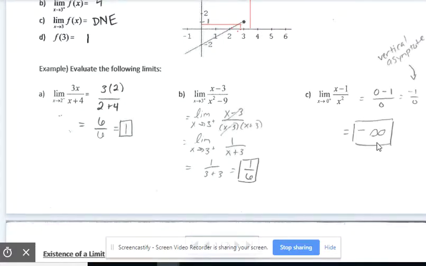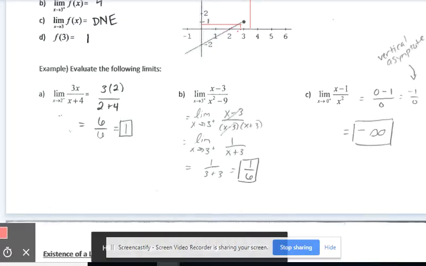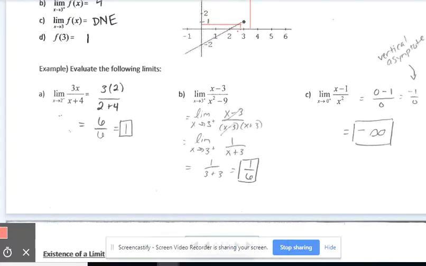Now, how do we know that it's -infinity? Well, there are a few ways you can think about this. We're going to think about it numerically. So if you were to plug in numbers that were getting really, really close to 0 from the right side, so that means they're positive, but really close to 0, let's just choose 0.01 in -1 over 0.01 squared. So I'm just plugging in a positive number really close to 0 on the right side of it.